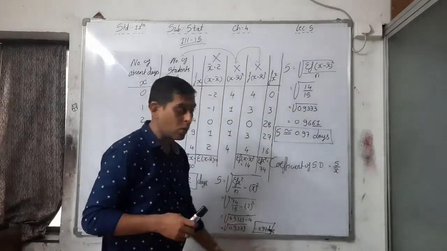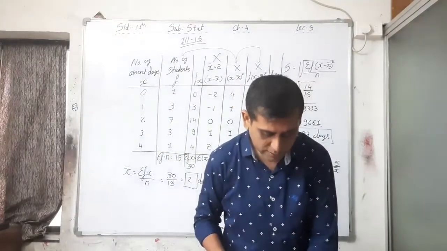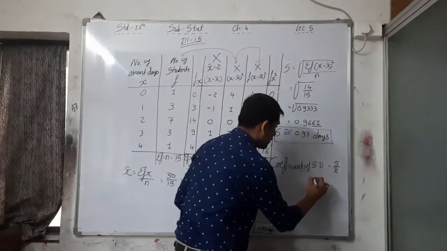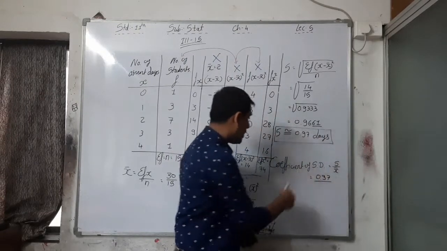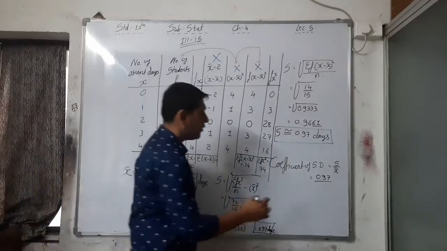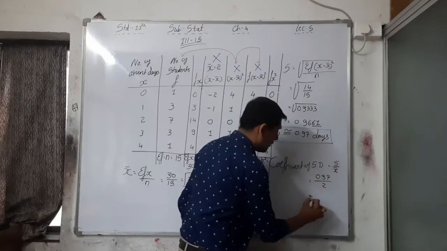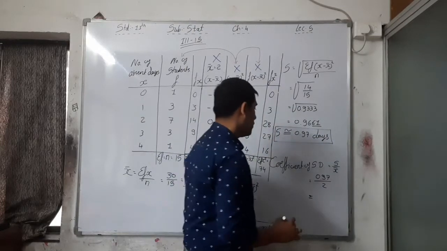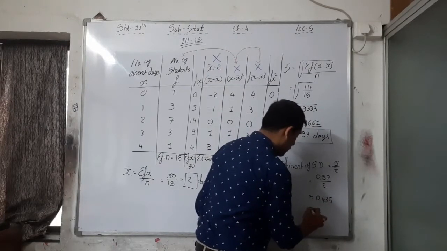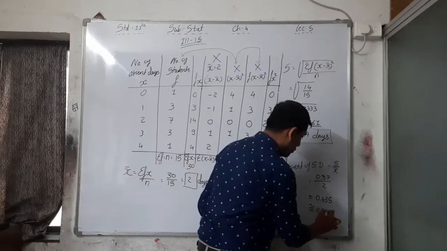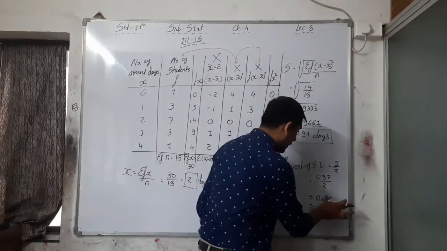Okay, and now the last question, that is your coefficient of standard deviation. What is that? S is equal to 0.97 and x bar is equal to 2. Coefficient of standard deviation is equal to 0.97 divided by 2, that is 0.435. So you can write that approximately it is equal to 0.44, right? Sorry, not 0.435, it is 0.485.